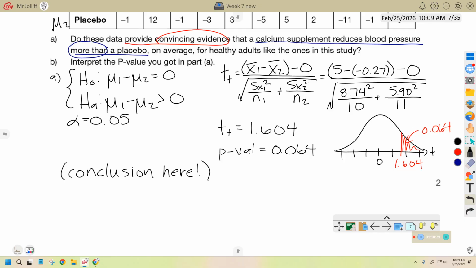Because the p-value is greater or less than alpha. Greater than alpha. Because our p-value is greater than alpha, we fail to reject the null. We do not have convincing evidence. Good. This is a fail to reject because this is bigger than alpha. Do not have evidence. Yeah. Good.